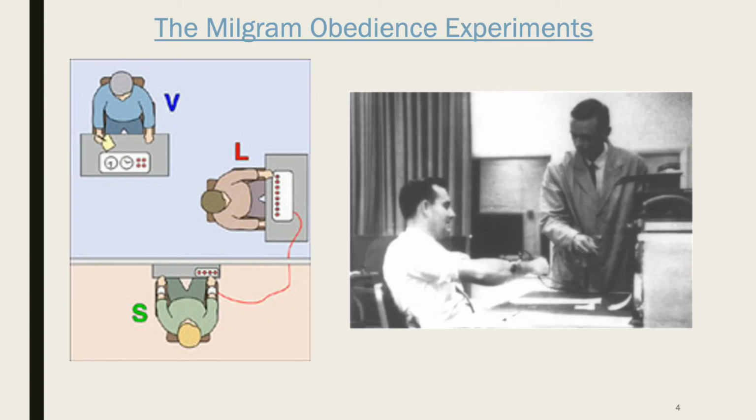Here's a diagram that shows you a little bit about what the setup looked like. You've got the learner in one room, the subject in the other room, and you've got a photograph there showing who the experimenter was and what one of the subjects looked like.